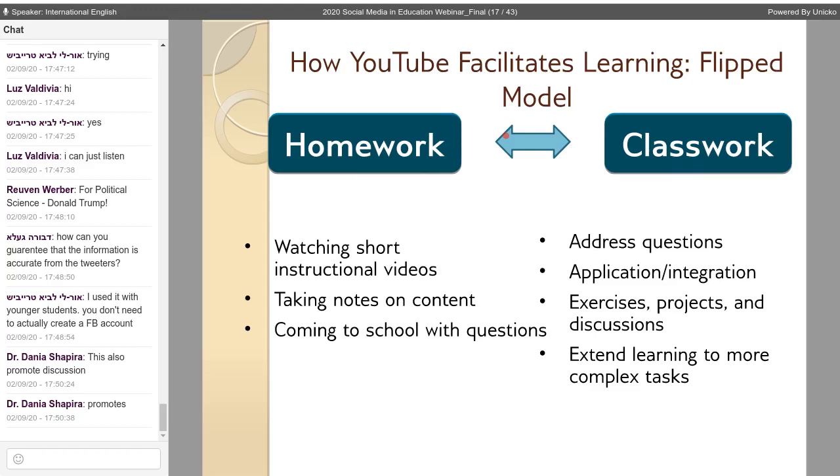It promotes higher order thinking. This promotes critical thinking.